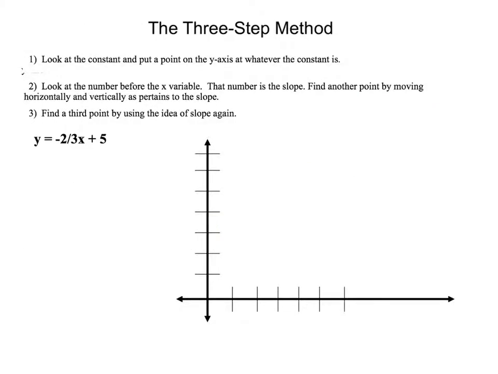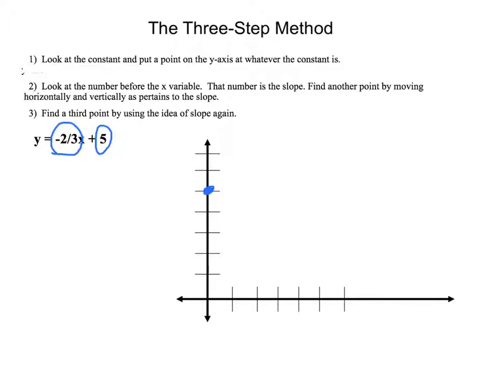So there are really 3 different steps that I follow when graphing slope-intercept equations. First of all, I take a look at the constant. The constant in this particular case is 5. And what I'm going to do is I'm going to put a point on the y-axis where 5 is located. Next, I'm looking at the number before the variable. In this case, it's a negative 2/3. That number is the slope.